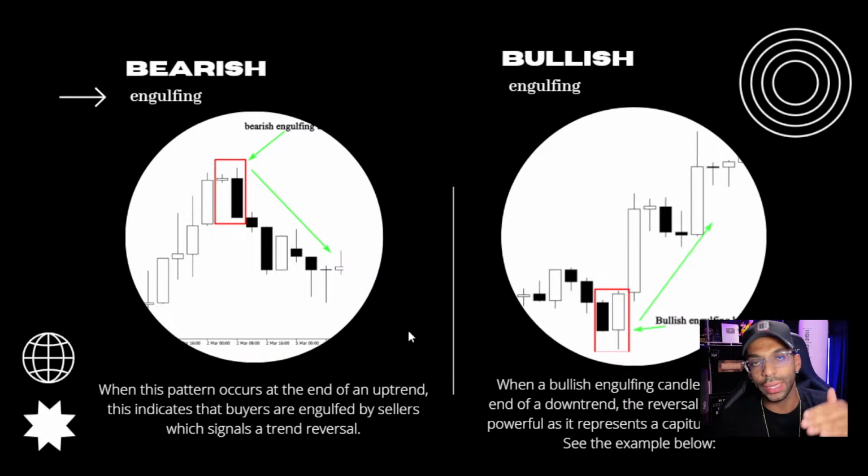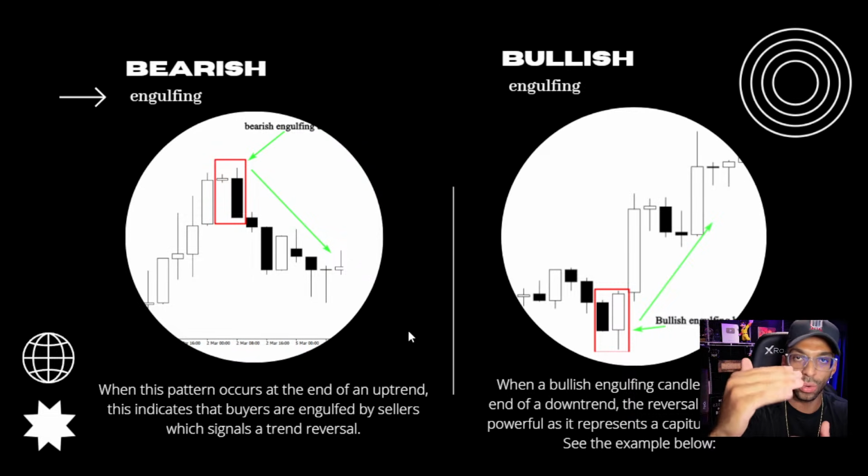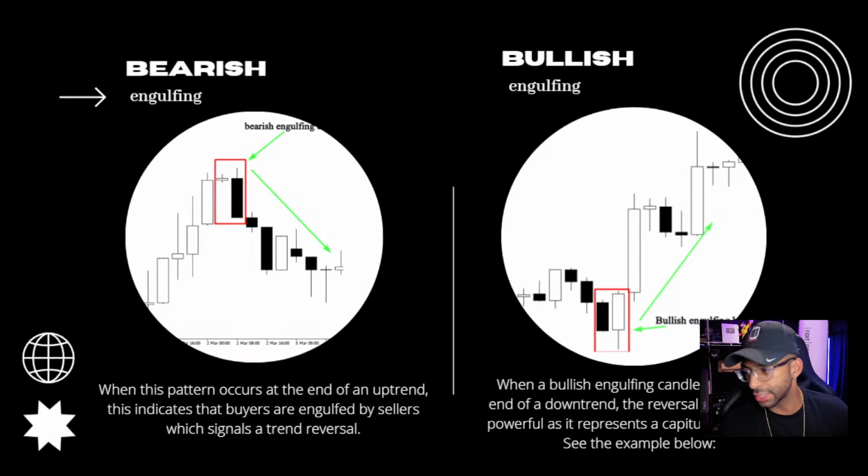engulfing, you would want to find it at the bottom of the market. Okay, and typically that's going to form at the end of a downtrend. So it's going to indicate that the downtrend is now likely over, because you're going to start to see momentum shift from sellers to now buyers are starting to take over, which is why you have this big candle pushing up, okay, engulfing the previous candle, which was when the market was pushing down. Okay, does that make sense? So you have the bullish and the bearish engulfing candle.